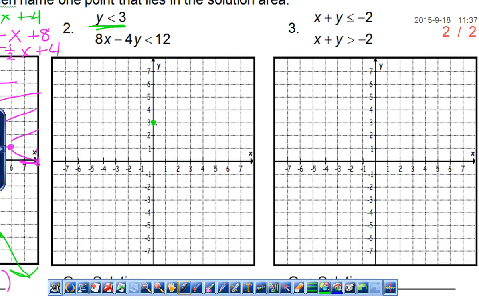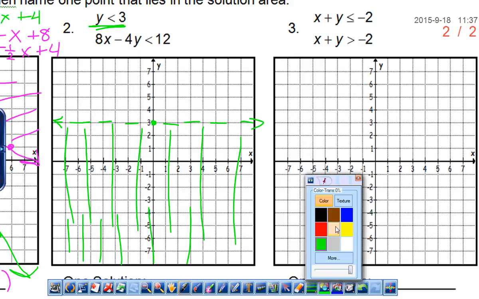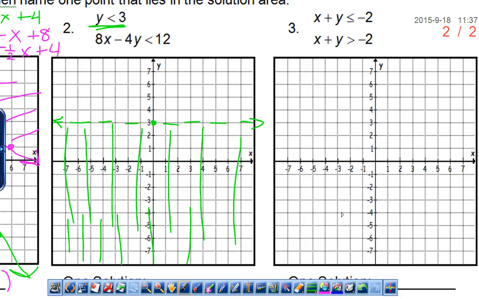Is this going to be a dotted line or a solid line? Dotted. Shade above the line or below the line? Below, because y is less than 3. All right, so let's go ahead and solve this one for y. What would we do first? Minus 8x, so this would be negative 4y is less than minus 8x plus 12.